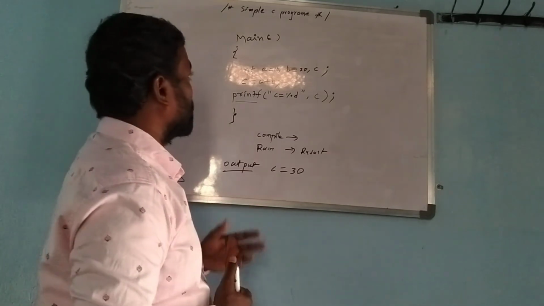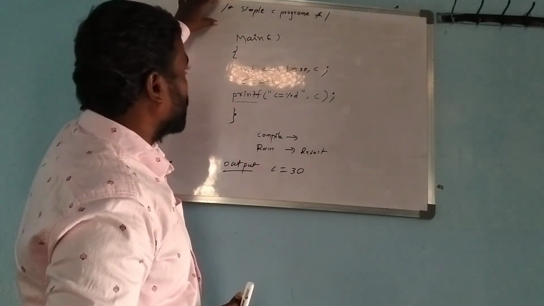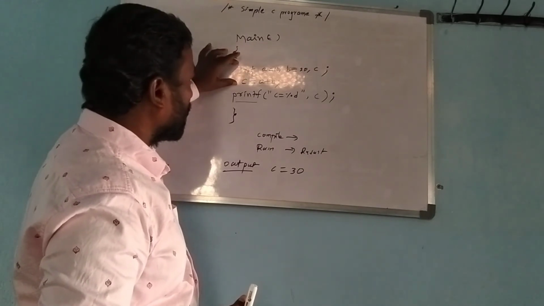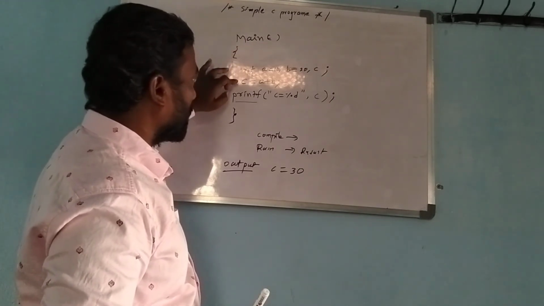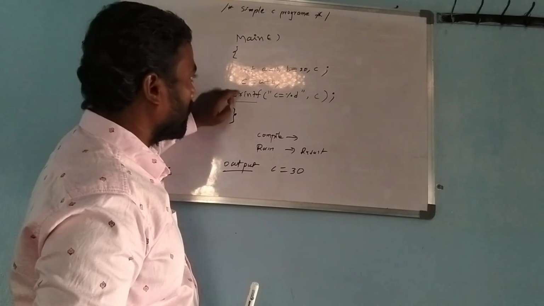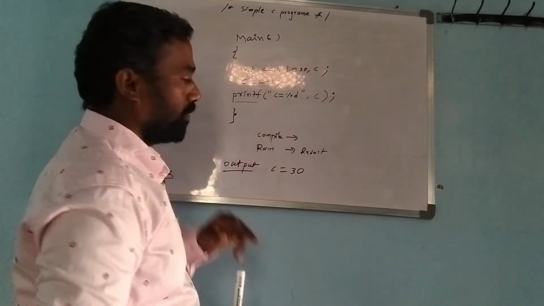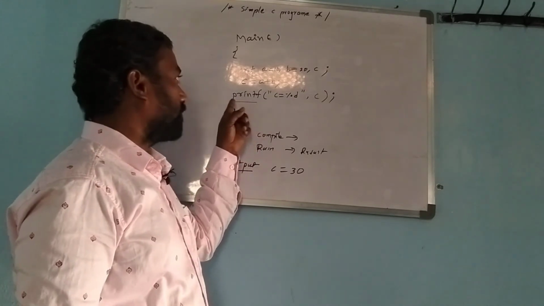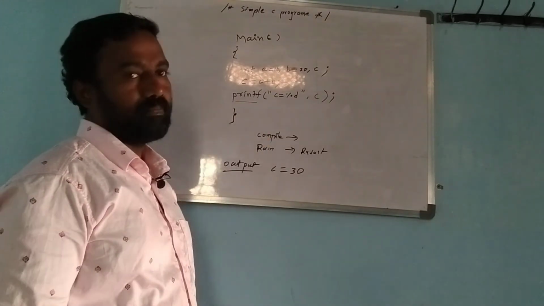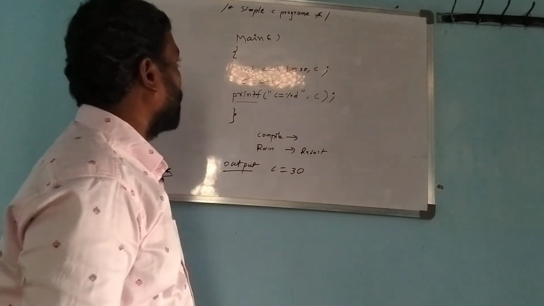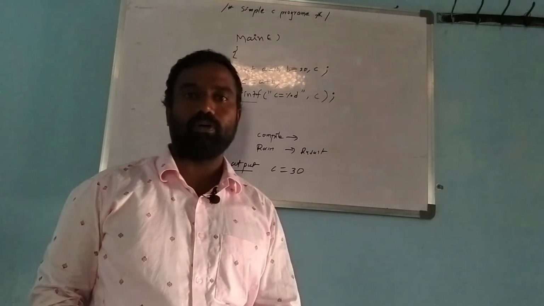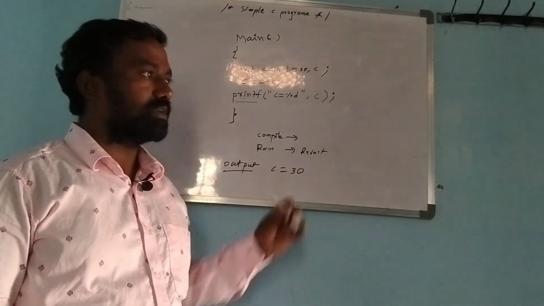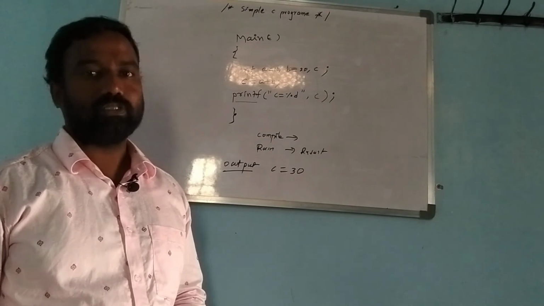So in the basic structure, the comment statement cannot be executed. These two statements, one is the declaration part and one is the initialization part. Printf is the executable part. Printf means print the value. So this is the basic structure of C programming and a simple example related to it.